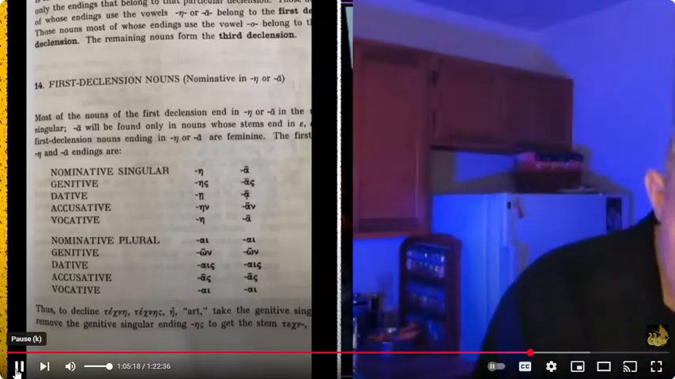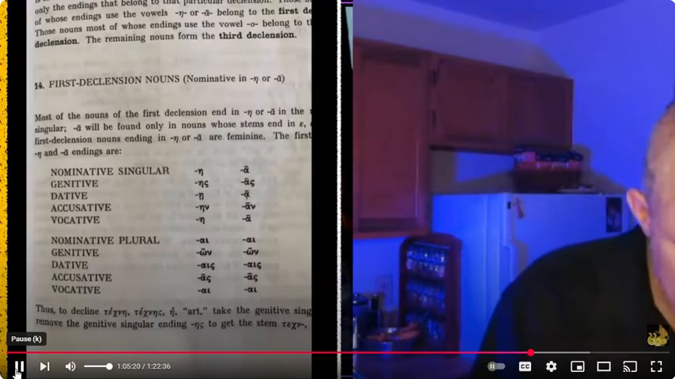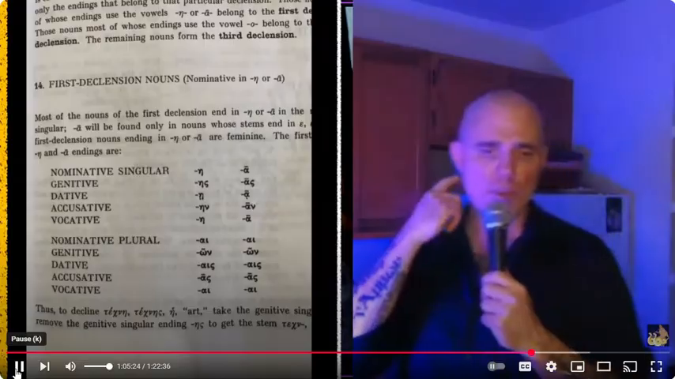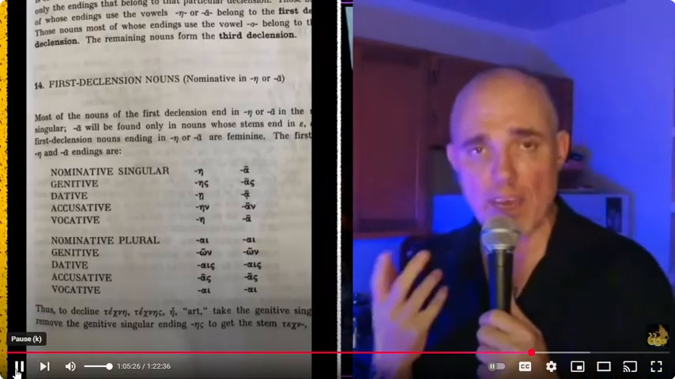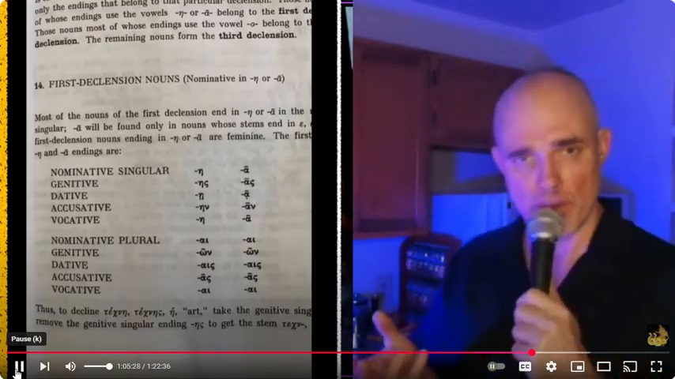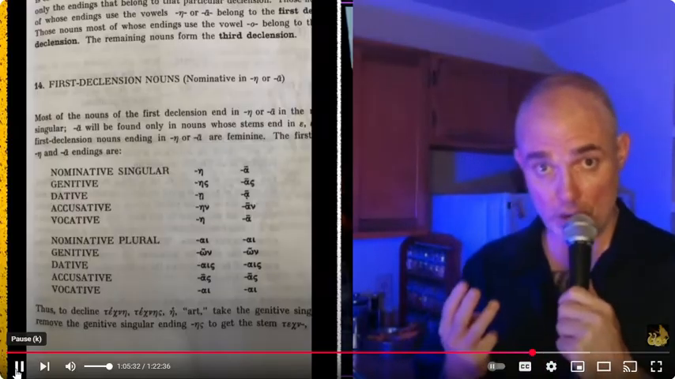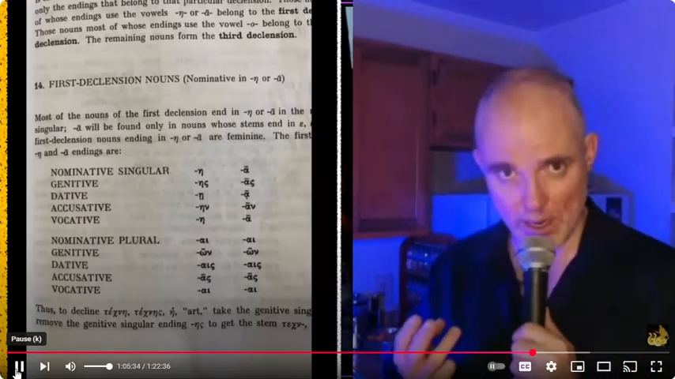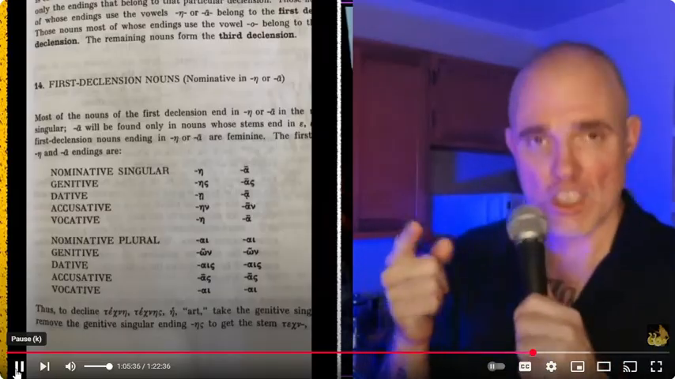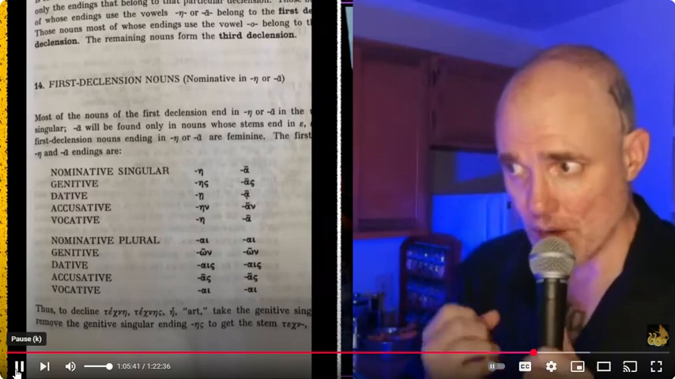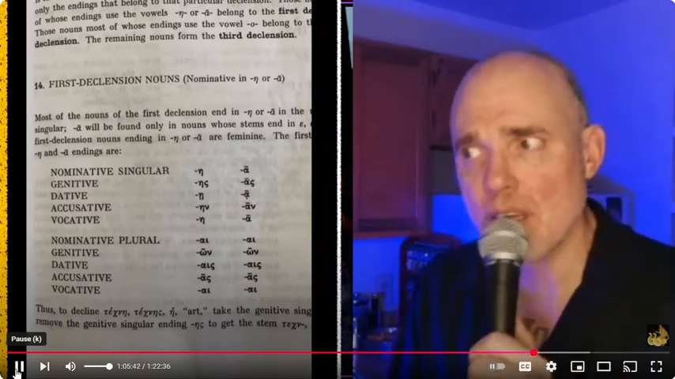What else do I need you to focus on in chapter 1? These are first declension nouns. Now, what does that mean? What is a declension? Think of a declension as a family or a group of nouns. We're going to have 3 in Greek. This is the first, and most of these are feminine. What? You mean nouns can have gender?